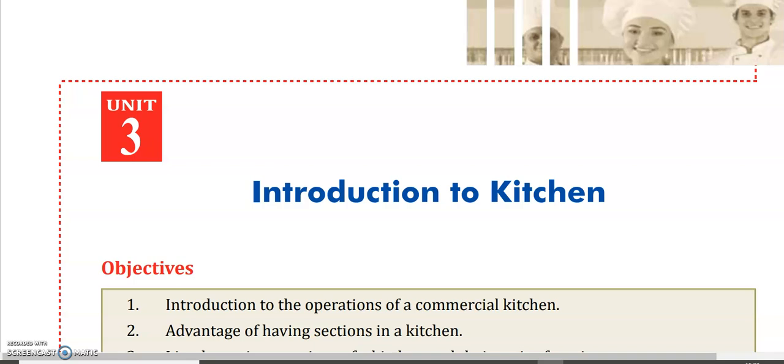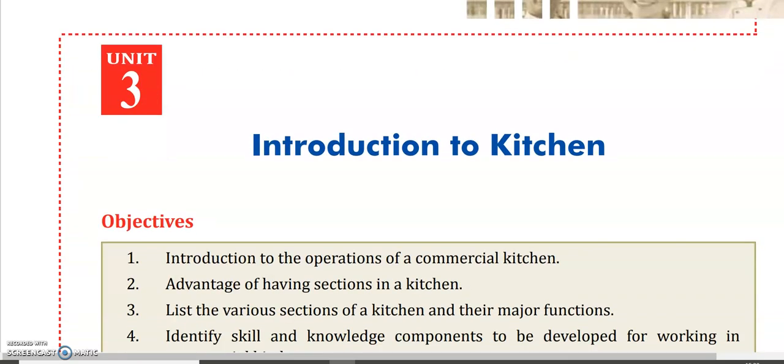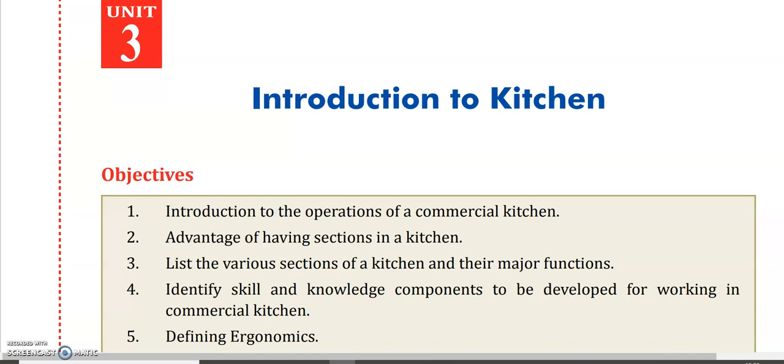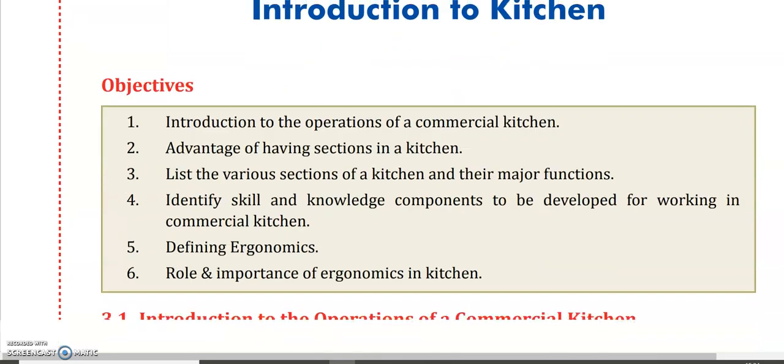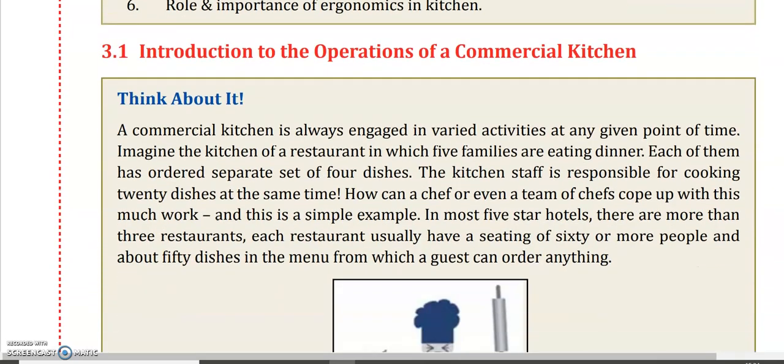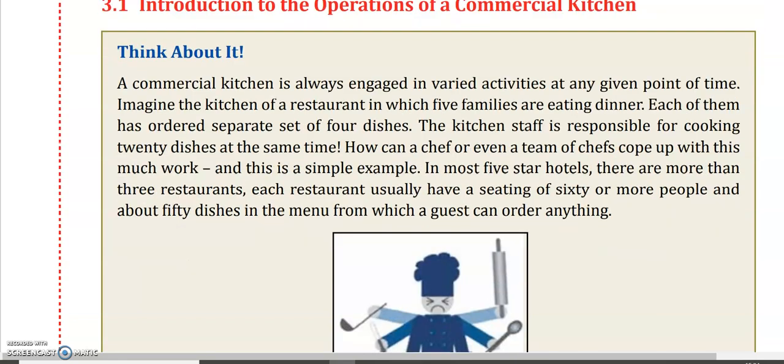This is our food production class and we are going to discuss Unit 3, Introduction to Kitchen. This is for my grade 9 students. So, in food production now, introduction to the kitchen. We are not talking about our personal kitchen at home, but rather a very large kitchen, which is called a commercial kitchen. We are going to first understand what a commercial kitchen is, then the various sections, and the importance of having those sections. So, let us begin with the introduction to the operations of a commercial kitchen.